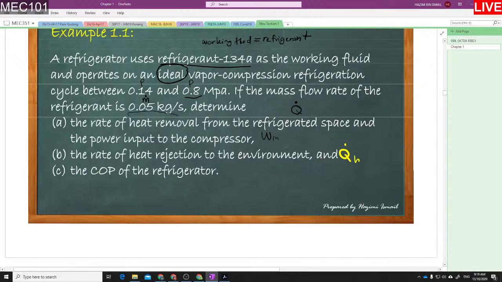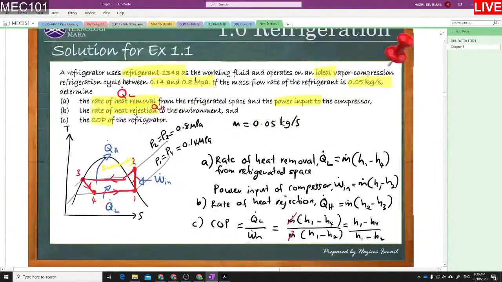And finally, the COP. Of course, COP. What was the formula for COP just now? Okay, COP equals Q dot L over work in. Simple, right? It's simple, because if you get the value of Q dot L above and the value of work in, you divide QL by work in and you will get the COP. Simple, you can answer A, B, C. So I have shown the example here.